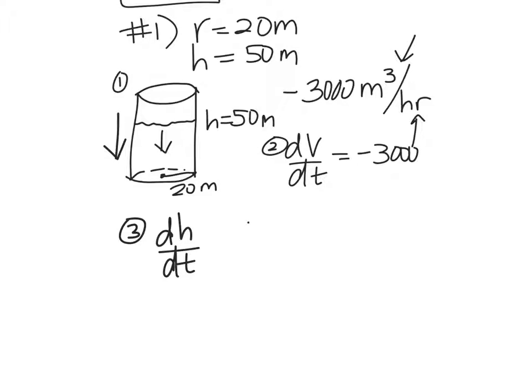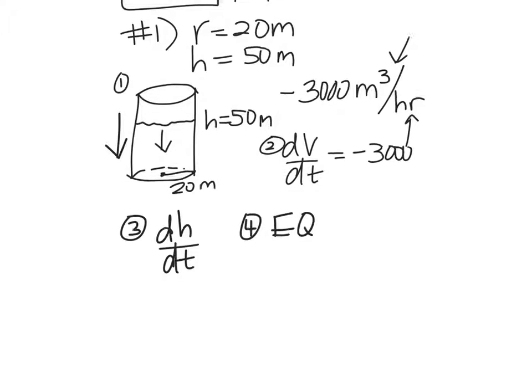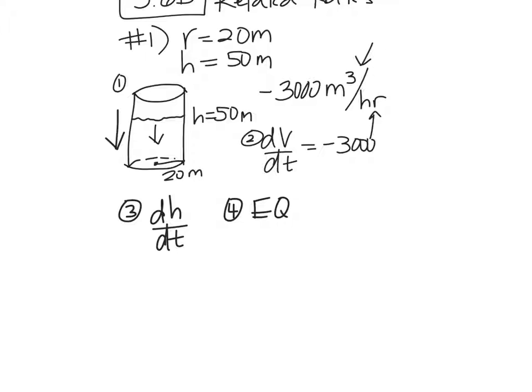Now, step 4 says I need to write an equation that represents all this. So this is the volume of a cylinder. Do you remember the volume of a cylinder? We just did it, like last chapter, right? Volume equals pi r squared h. Now, here's the thing, though. What is number 3? That's the rate that we're trying to find.